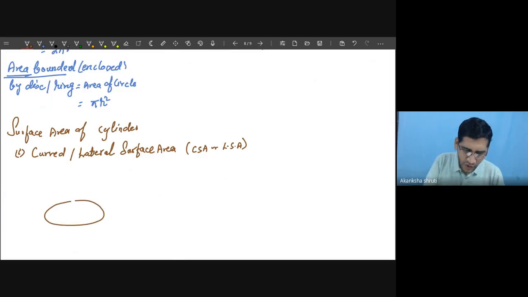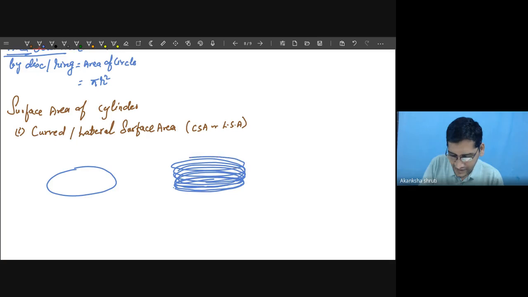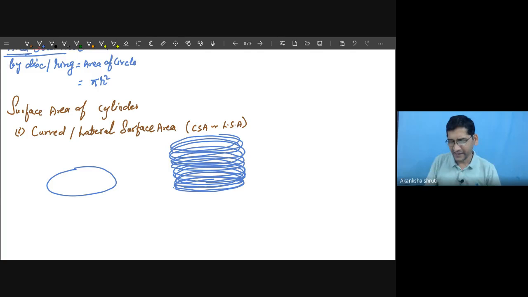There is just a circular boundary. This circular boundary has to be placed one over another. See this boundary, above this there is another boundary, above this another, and another. This way we get that a cylinder is formed. Are we getting it?